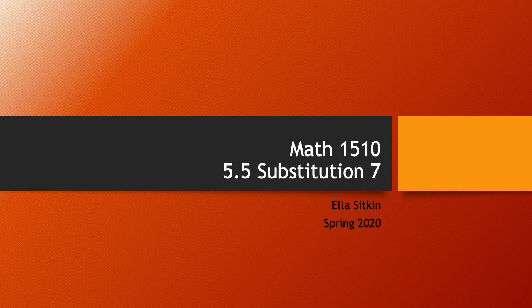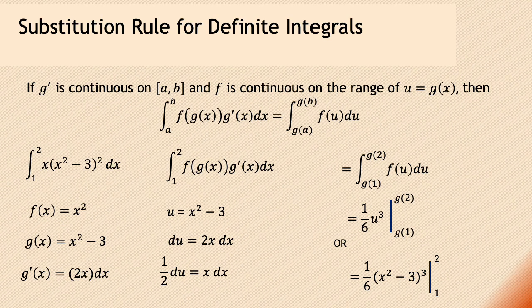We're continuing on in substitution, and specifically now we are starting to look at examples where we have to find definite integrals using our substitution technique. I want to refer back to an example that we already did as an indefinite integral. We found the indefinite integral of x times the quantity x squared minus 3, all of that squared.